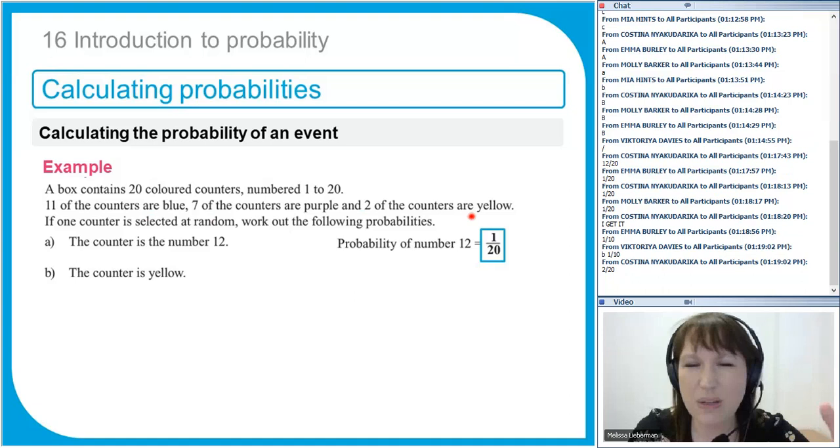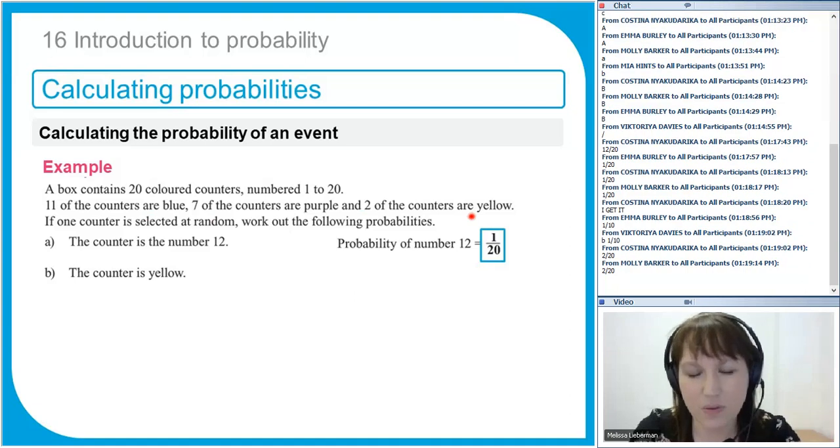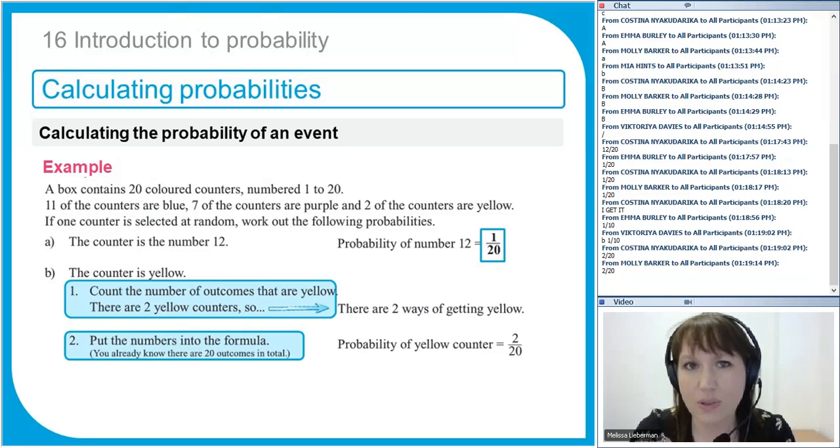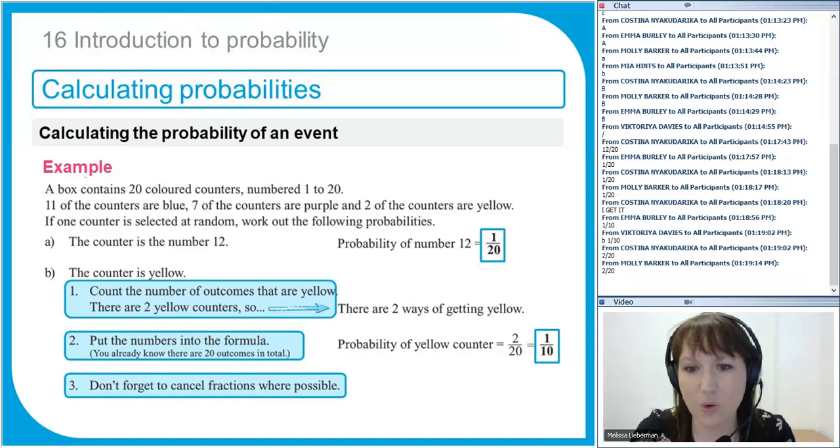With a probability, you don't always need to cancel things down, but if you want to, you can do that as well. So 2 out of 20 is correct, and 1 out of 10 is also correct. They're equivalent fractions. If you're in an exam and you were asked that question, you would probably get full marks for 2 out of 20 unless it told you to simplify the fraction. 1/10 would be fine, or 0.1 or even 10% would all be accepted as equivalent. So 2 ways of getting yellow, put the numbers in the formula, 2/20 or 1/10.